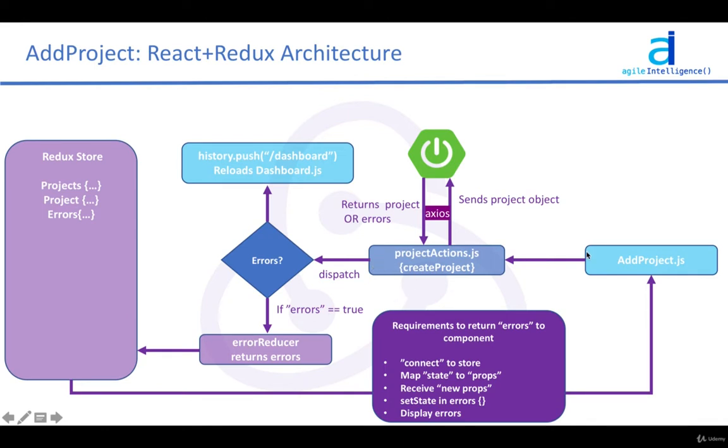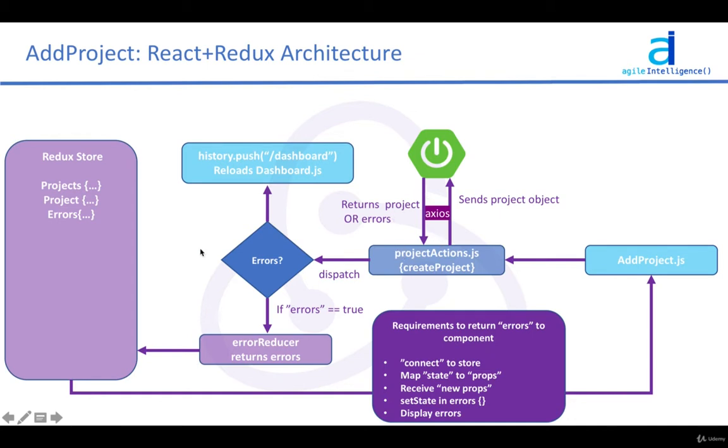Okay, so basically we pass on the form, send it back to the API. If it's good data, the API returns a project. If it's bad data, it returns an object with errors. If it's good data, we just go back to our dashboard. We're not going to wire this up yet, but we're just going to go back to it.